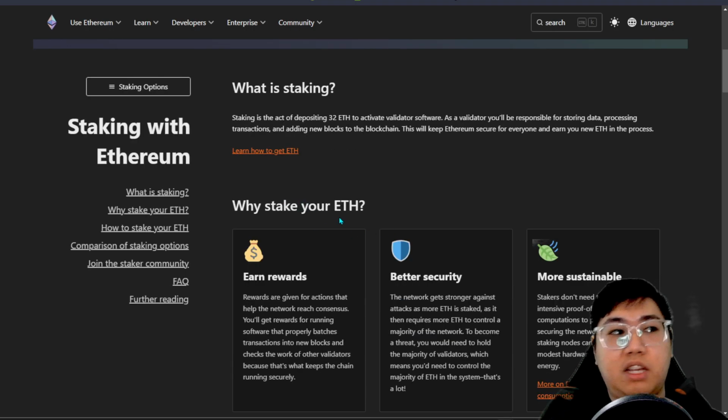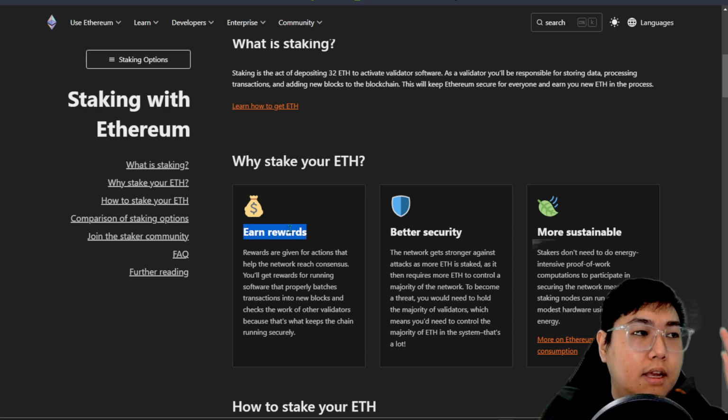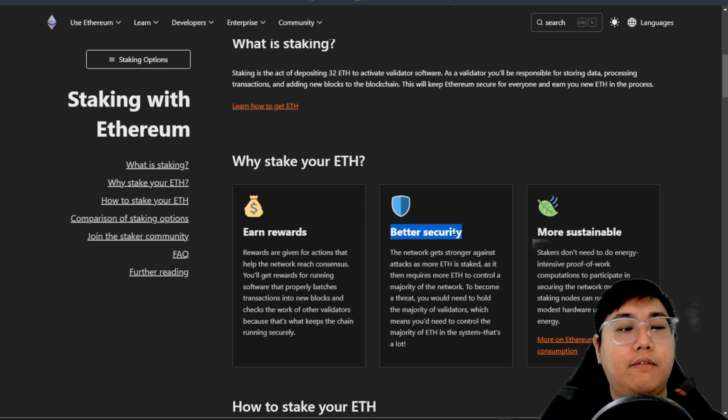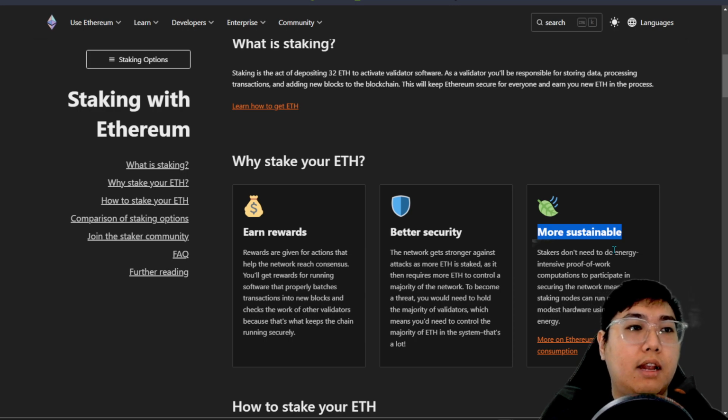So why do we want to stake our Ethereum? You can earn rewards. Number one, this is the goal of everybody looking to stake their Ethereum. After that, there's better security for the whole Ethereum network, and there is more sustainability. Previously, Ethereum was using GPU mining, which is proof of work, therefore there was a lot of energy consumption, and a lot of people were saying that Ethereum is destroying the earth and stuff like this. But if you compare with the banking system, the banking system uses more electricity than crypto mining. Therefore, we're not going to debate it.